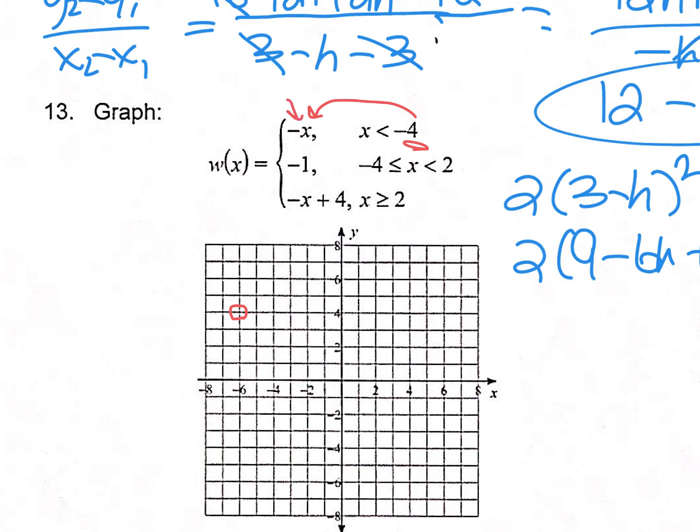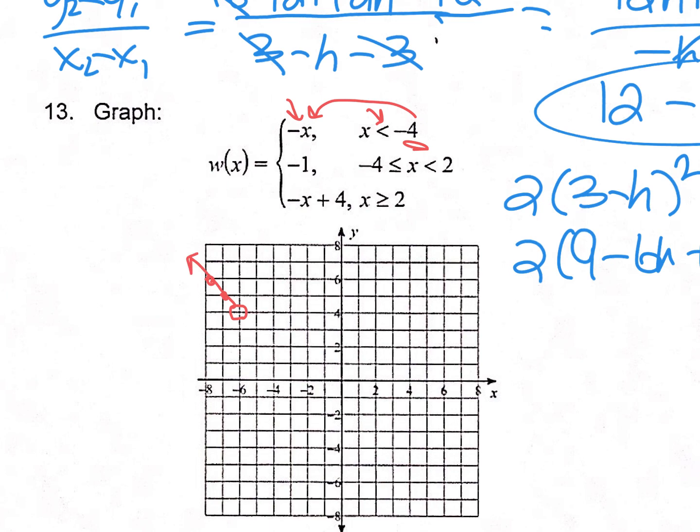Your slope is negative 1. Usually with negative 1, I would go down 1, right 1. But I cannot go to the right. That sign right there tells me I have to go to the left. So I'm going to do the opposite of down right, and that's up left, right? So connect those. There's the first piece of the piecewise.